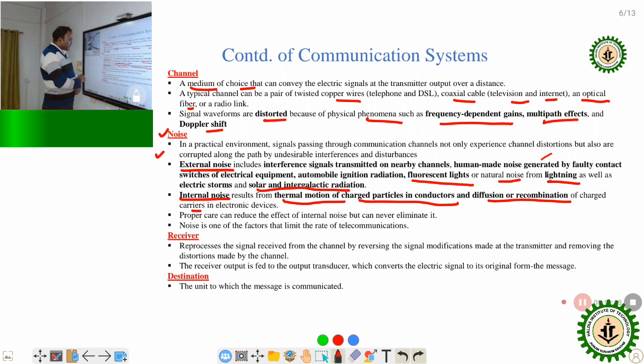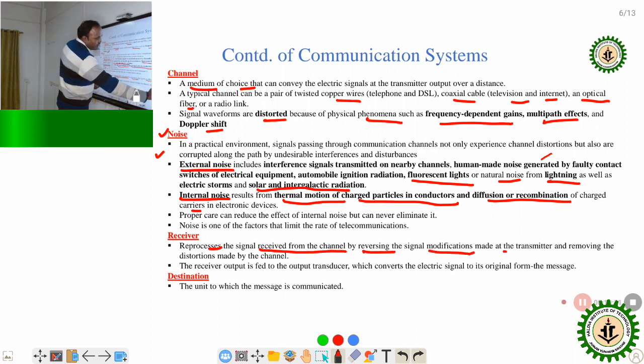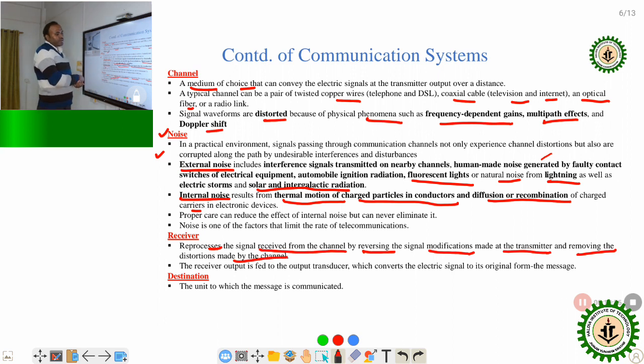Next one is the receiver. The receiver is a system, or one type of electronic device, which can receive the signal from the channel and modify it. Whatever basic signal you want to transmit can be recovered at the receiving point. The receiver processes the signal received from the channel by reversing the signal modification made at the transmitter and removing the distortion made by the channel. That means whatever distortion comes at the receiving point can be removed at the receiver.